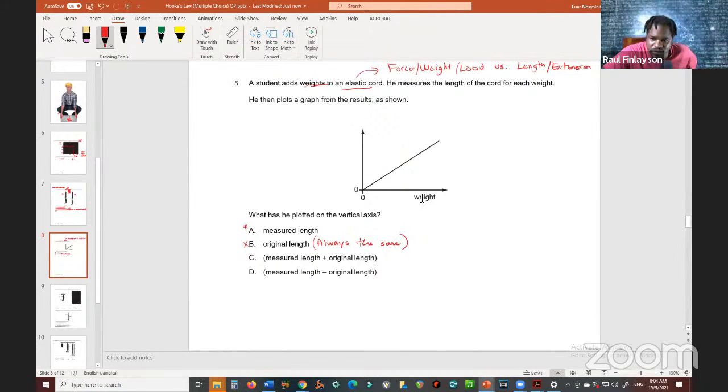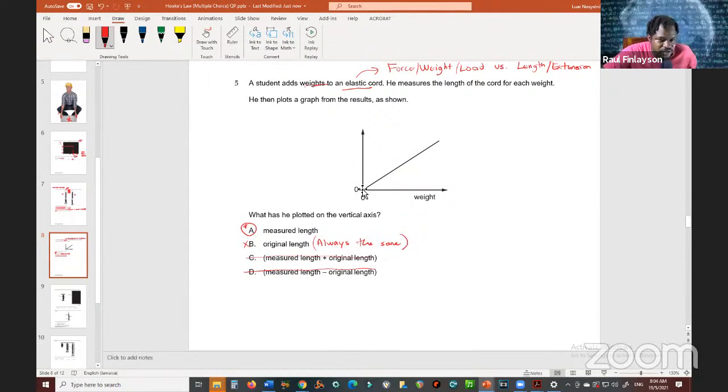The measured length, that's the thing, because he adds weight to it, so he has to measure how much it stretches, how much the length increases by. So it would be the measured length. Since he starts from 0, it doesn't matter what length it was before, really. That will just eliminate this and this. So therefore, A is the answer, simply because he starts at 0.